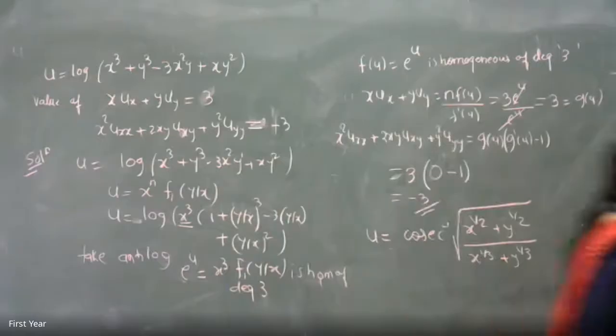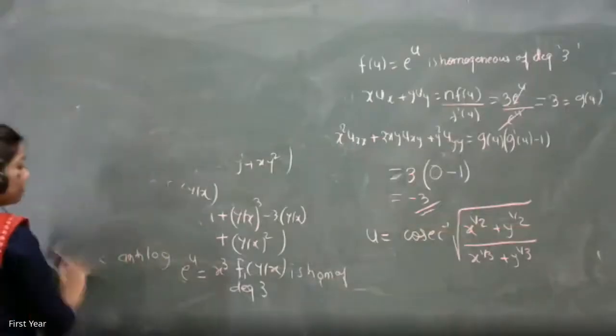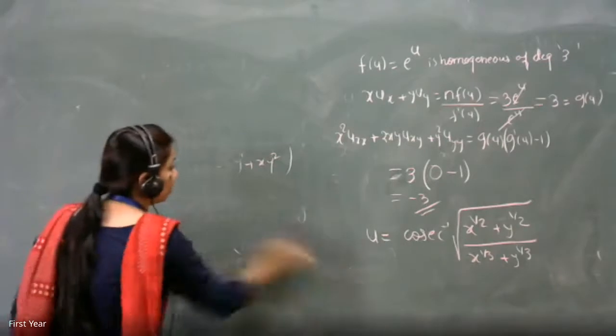Try. 1 by 12 is the answer. Yes, ma'am. 1 by 12, ma'am. Everybody is getting it. Yes, ma'am. I don't want the answers from a few students. Okay, everybody should be telling the answer. It is going to be 1 by 12.